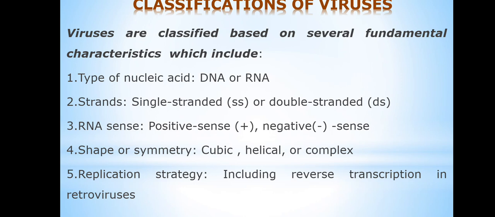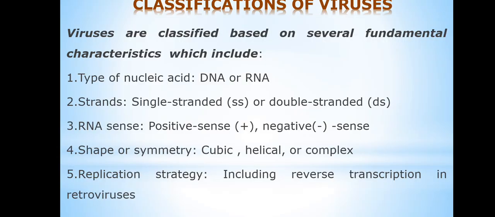Then apart from that, they can also be classified based on the shape or the symmetry. How do they look like? Like I mentioned, they can either be cubic, they can be helical, or they can be complex. You can see there are different ways in which we can classify these viruses that we're talking about. Apart from that, they can also be classified based on the replication strategy. How do they replicate? How do they double, in short? How do they multiply?